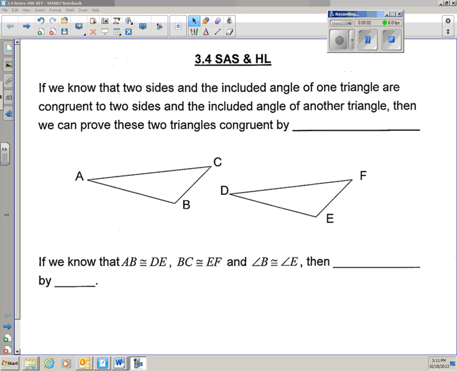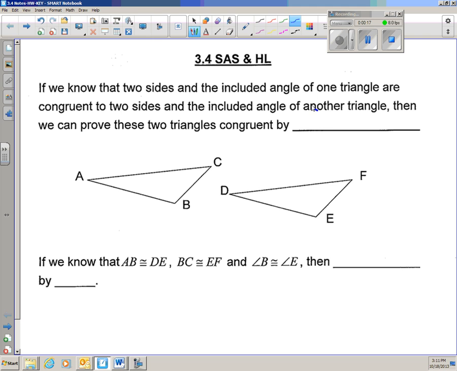So this lesson is on side angle side and hypotenuse leg. So the idea is if you know that two sides and the included angle of one triangle are congruent to two sides and the included angle of another triangle, then you should be able to prove that these two triangles are congruent by side angle side.